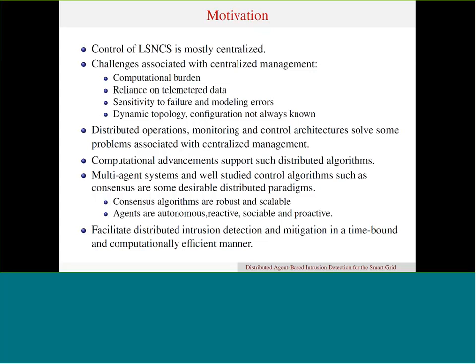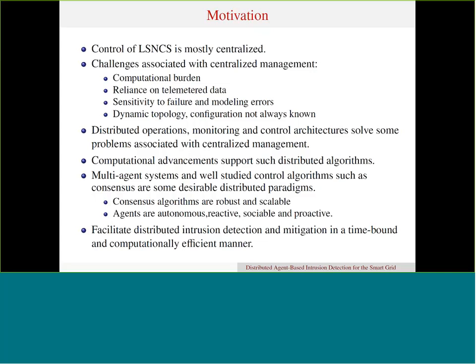Now, for some power grid operations, a distributed management approach solves some of these problems associated with centralized control. Like I mentioned in the previous slides, advancements in computational infrastructure in the power grid can allow for some autonomy in operating the grid, meaning distributed operations can independently and autonomously make decisions, lower-scale decisions. One such thing that can be done in a distributed manner is intrusion detection.